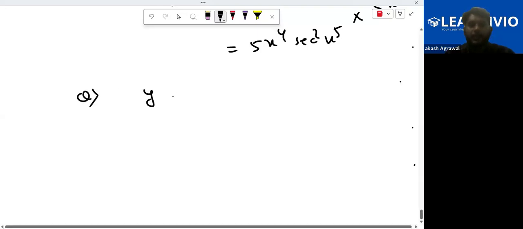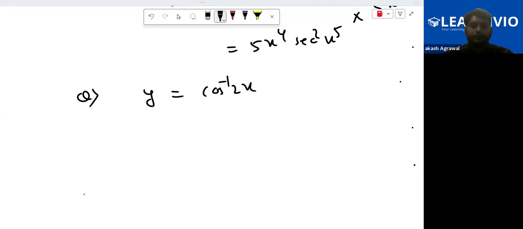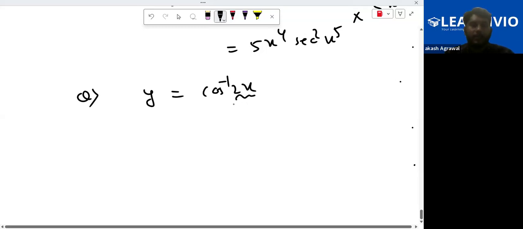Very simple one. y is equal to cos inverse 2x. Look at the formula, try to solve it. Remember, we know the formula of cos inverse x, but here we have 2x. So you will be using chain rule.